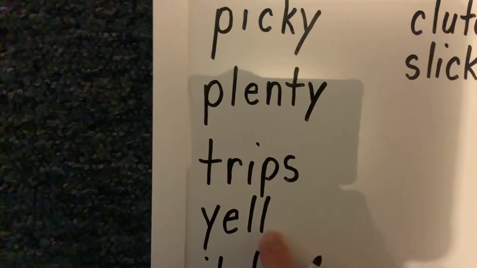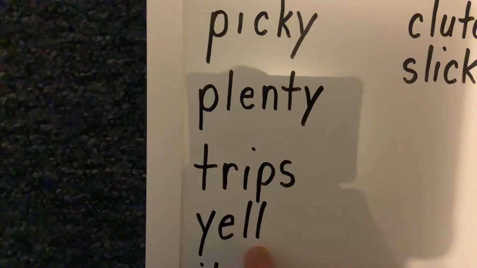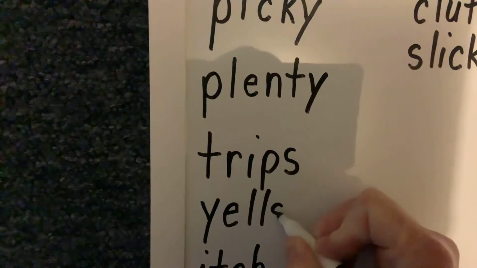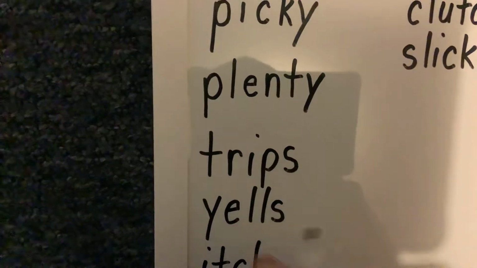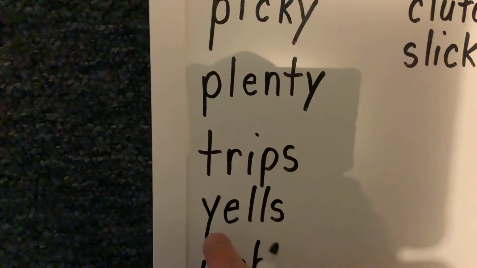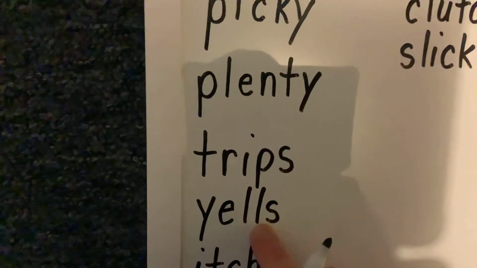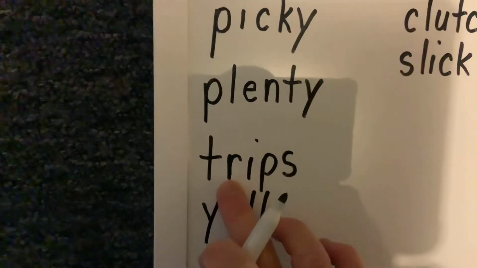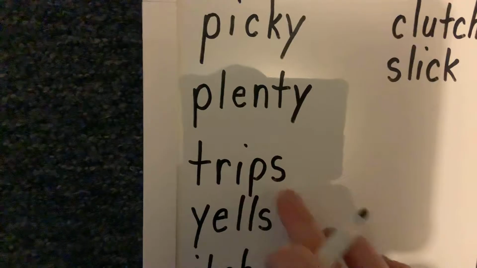Let's look at this base word. Yell. That's an action word. If we add our suffix s, it tells us that somebody is doing that action right now. Yells. He yells his name. Just like if we wanted this to be the action word, trips, he trips on his shoelace.